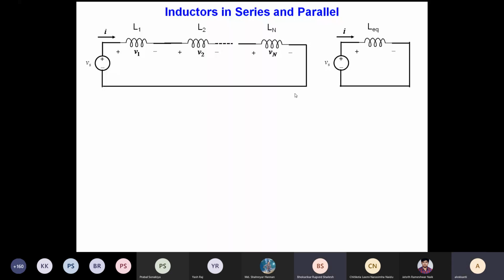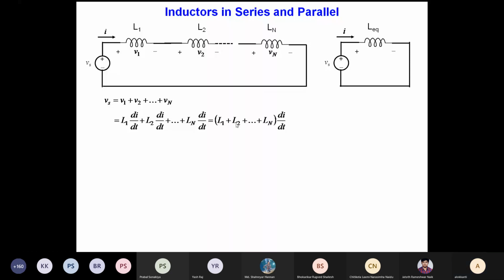So if we apply Vs in this circuit, Vs is equal to the sum of all these individual voltages. V1 is L1 di/dt, because it is the same current going through this, and obviously it has to be a time varying current. So L1 di/dt plus L2 di/dt and so on up to Ln di/dt. Since di/dt is common to all, you have the expression (L1 plus L2 plus Ln) di/dt.